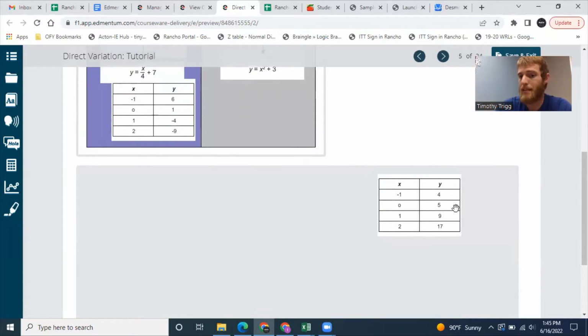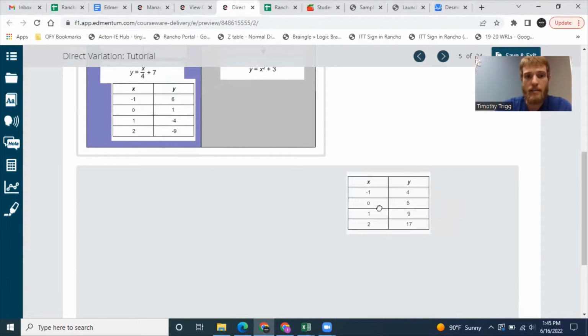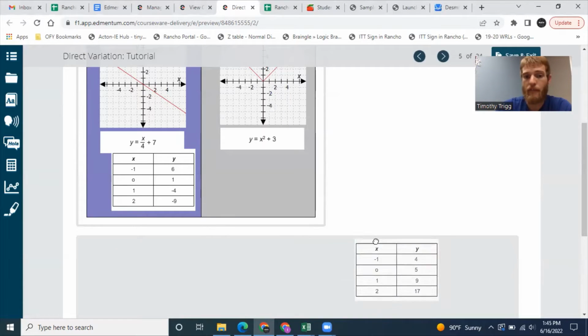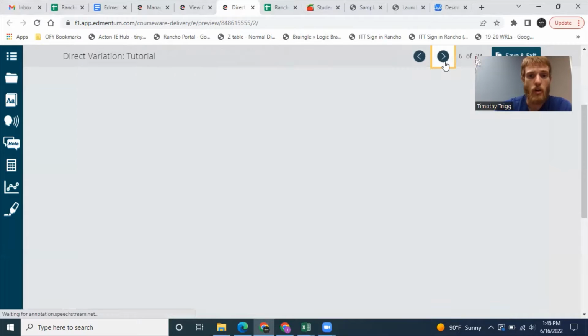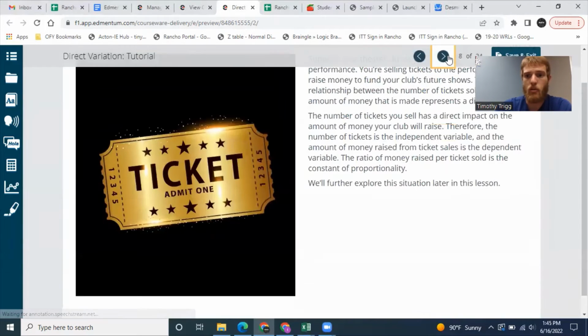However, this group is not a line. Notice from the first point to the next point, it's increasing by 1, but then the next point, it's increasing by 4. And then the next point is increasing by 8. So you can see here, this is non-linear. If you were to graph these points, they would not form a straight line. Okay, so let's go ahead and move on. And we're going to learn about direct variation.